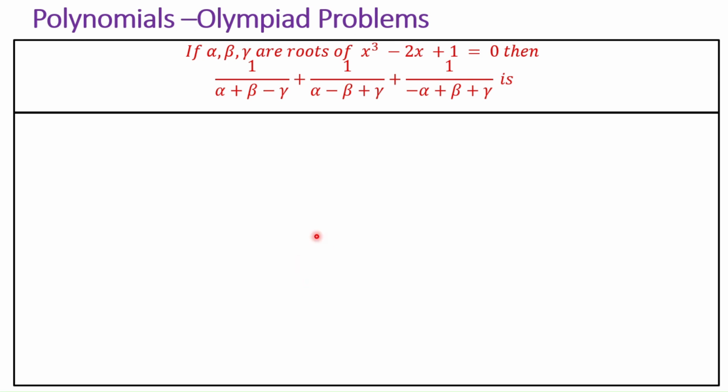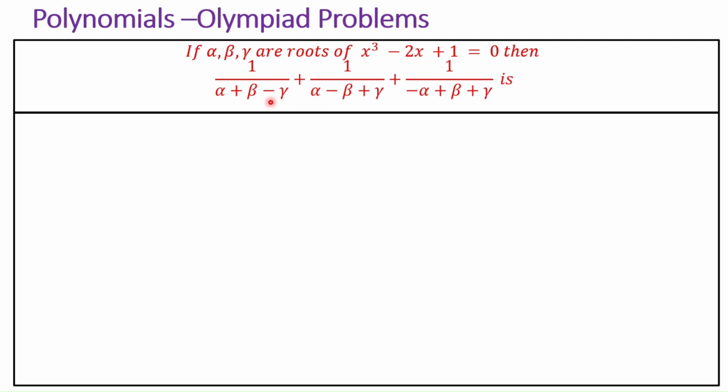Okay, alpha, beta, gamma are the roots of x cube minus 2x plus 1 equal to 0. Then what is the value of this given expression here? Okay, so look at the expression carefully. This is like a series, basically alpha plus beta minus gamma, alpha minus beta plus gamma, then minus alpha plus beta gamma. This is like a continuous series, right? So we need to simplify this first. How can we simplify this?